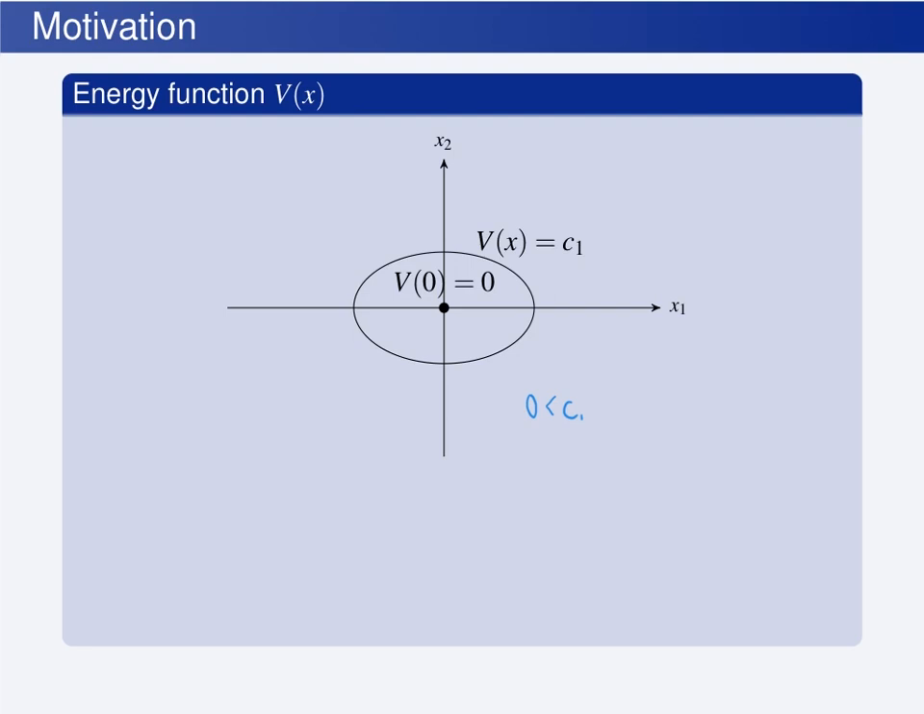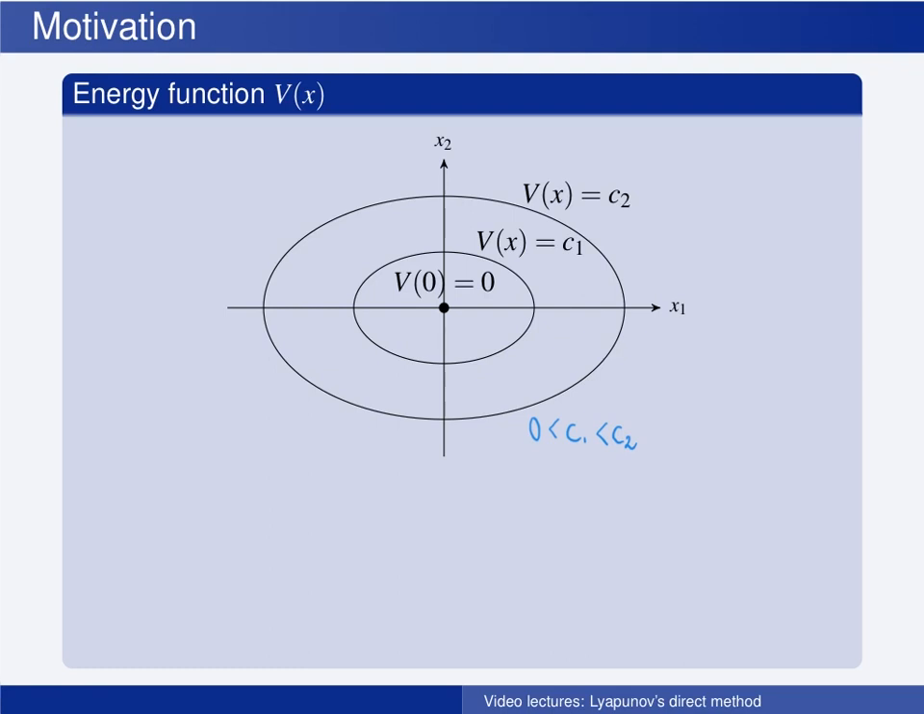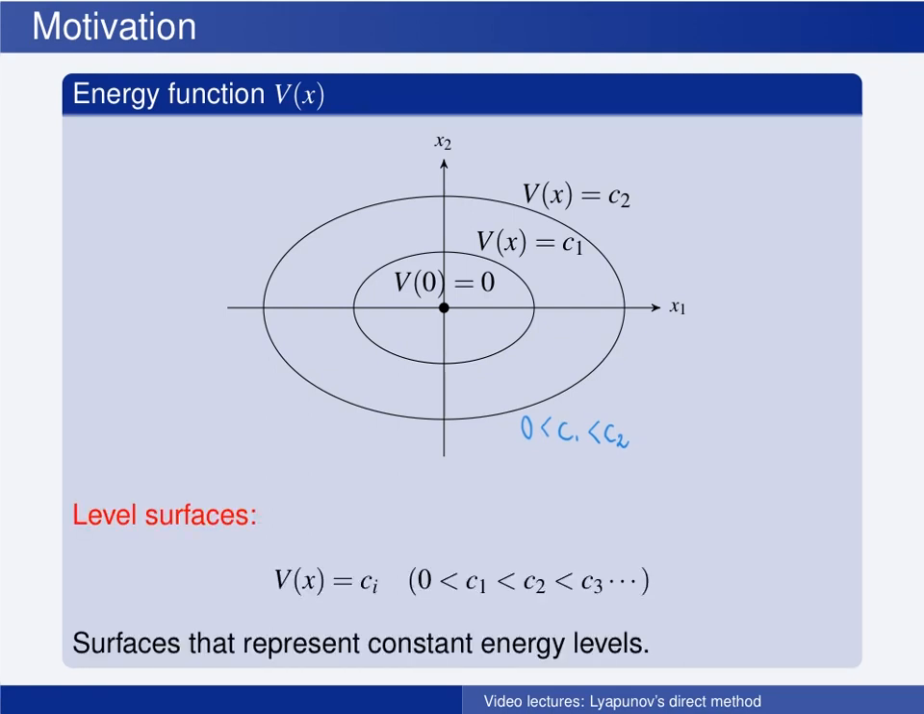Let us then draw another line through all the points in the state space where the energy has another constant value, C2, which is larger than C1. These curves are called level curves, or level surfaces in the general case where the system is not necessarily two-dimensional. These curves represent constant energy levels for the system. For all states on this curve here, the energy is constant and equal to C1.